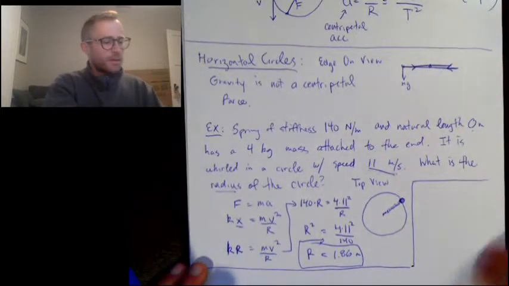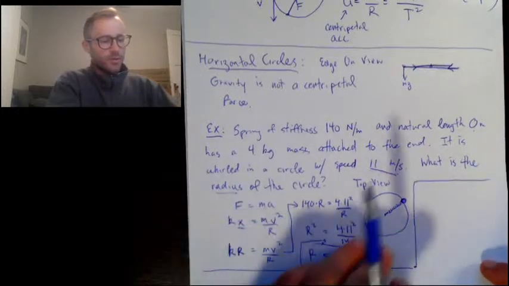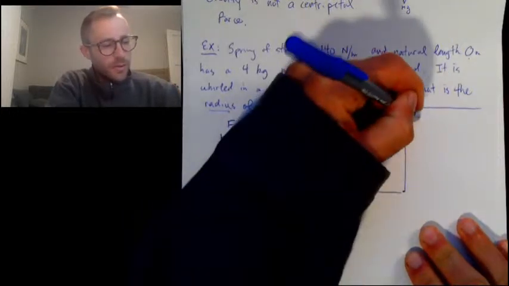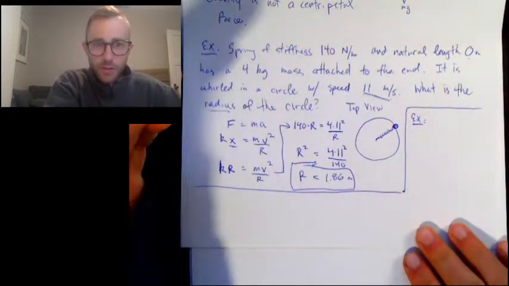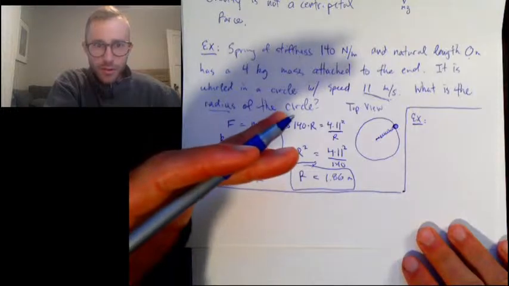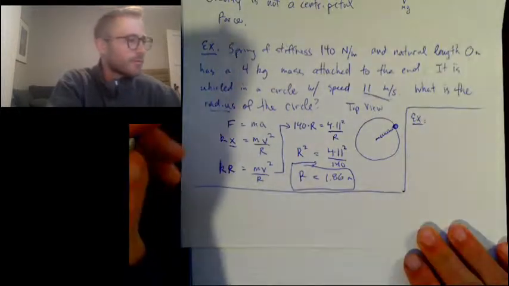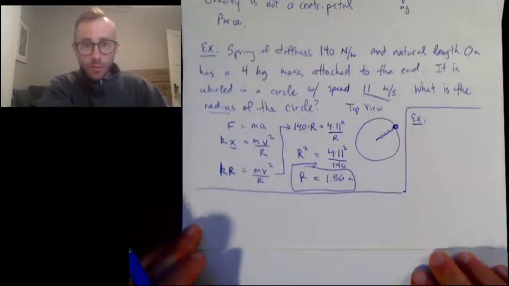Okay. So we'll do one more example with a horizontal circle. I would also consider if you have something that's happening in outer space. Oh, now I remember which one I want to do.